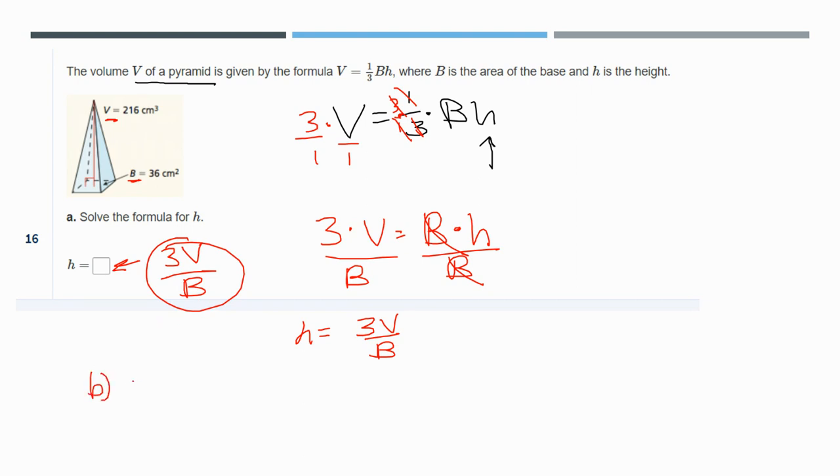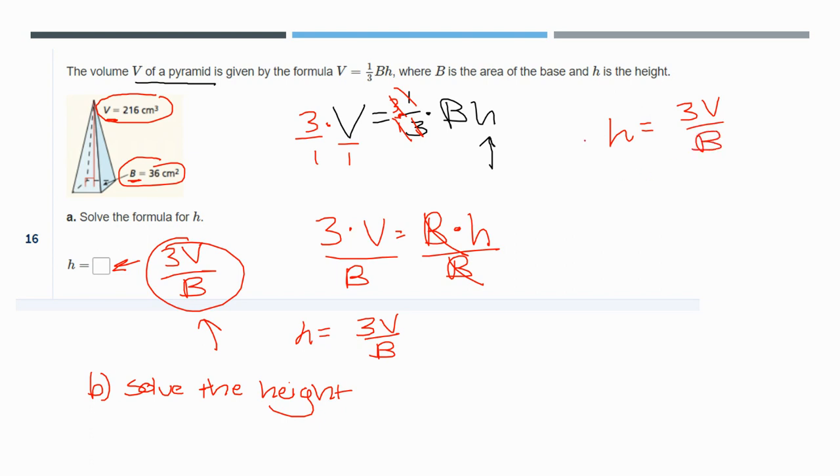Now, part B of this is solve for the height. To solve the height, we're going to use the information in the picture, the volume and the base, in the formula we just made in part A. So I'm going to go ahead and write my formula. Height equals 3 times volume over base. And then I'm going to substitute each of those numbers in for the letters. Height is equal to 3 times 216 over 36. This is centimeters cubed and centimeters squared. And while I'm not covering it now, I'm going to go ahead and solve it correctly.